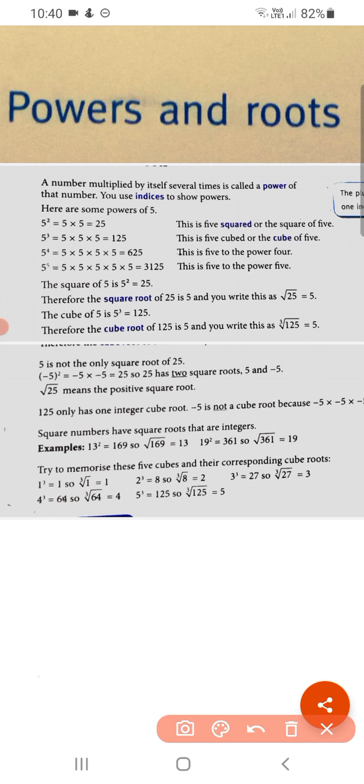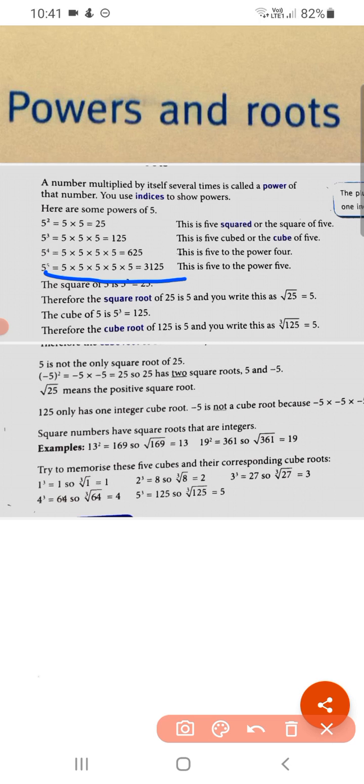Next, 5 to the power of 5 means 5 times 5 times 5 times 5 times 5. We are multiplying 5 five times. When we multiply a number multiple times, we will get the power of that number. That is 5 to the power 5. So 5 is the power or index of that number.